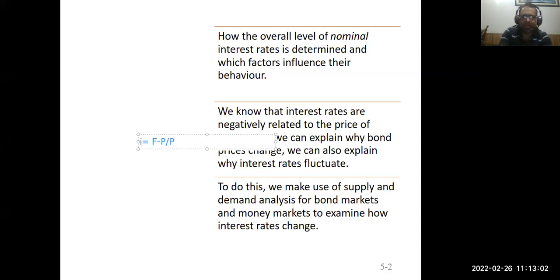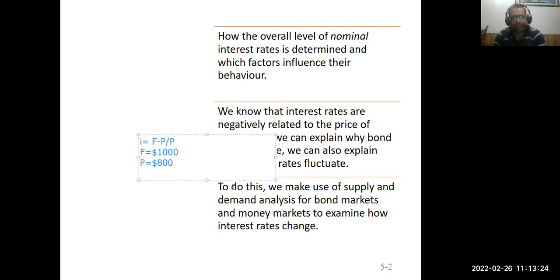Assume that the face value of the bond is, for example, $1,000, and the price at which this bond is available is, for example, $800. So can you calculate the interest rate on this bond? Yes, sir. If you divide 200 by 800 and multiply that by 100, you can get the interest rate on this bond.